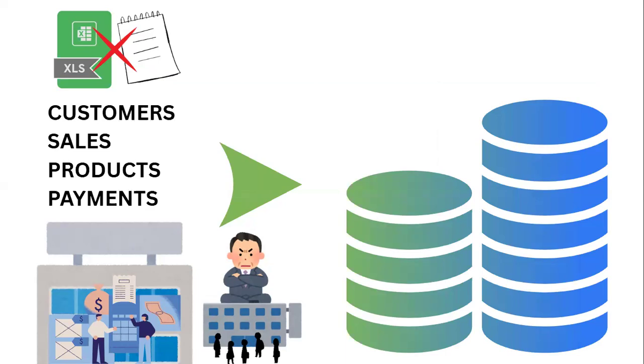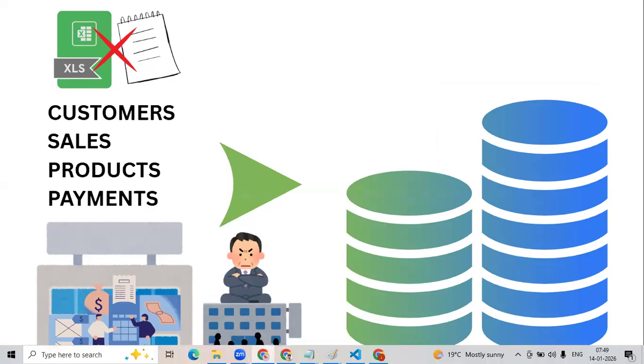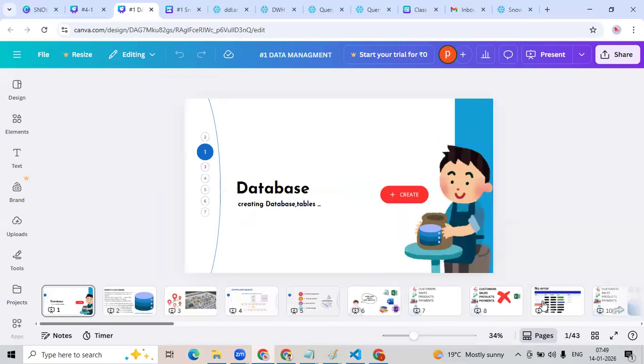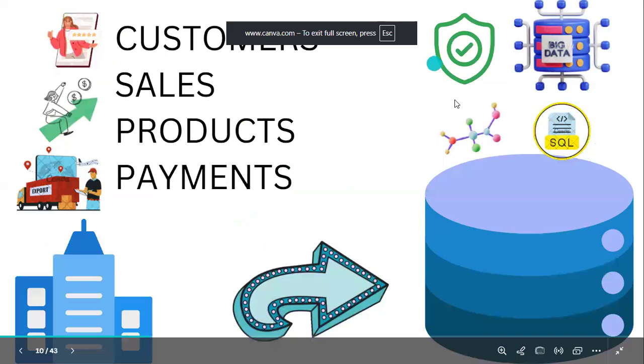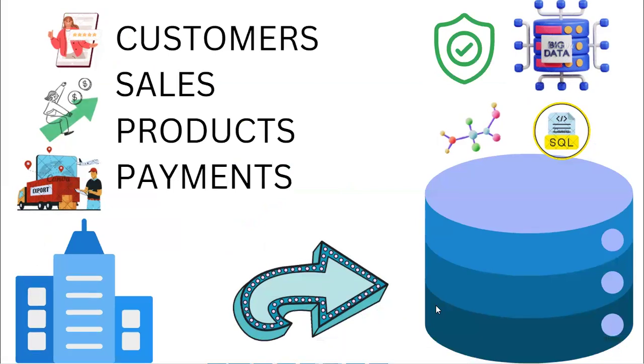What are the reasons why we use a database? Let me go here. First thing, security. You can create policies, like this user can access only this limited data, and this user can see only these limited columns. We cannot create any security rules in Excel.